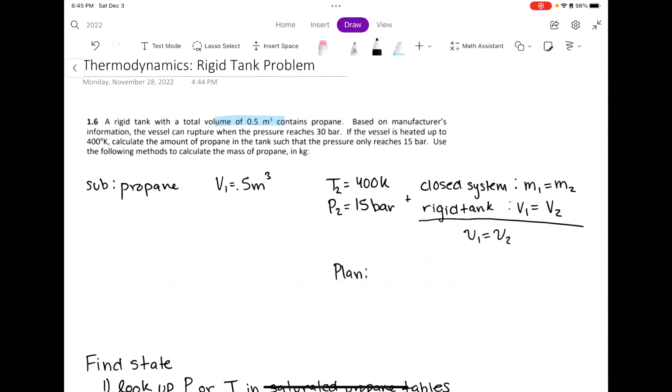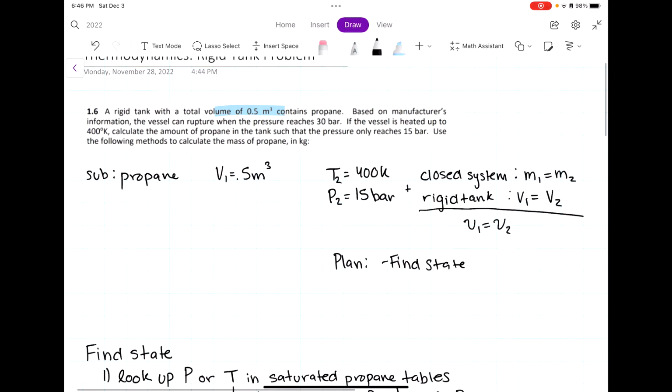Our plan is to first find the state, which we can do because they give us the temperature and the pressure. So we can figure out if it's superheated or compressed or if it's a saturated mixture. Then we're going to find V2, or the specific volume. The reason specific volume is really important is that what we're trying to find is the amount of propane in the tank. So we're trying to find mass.